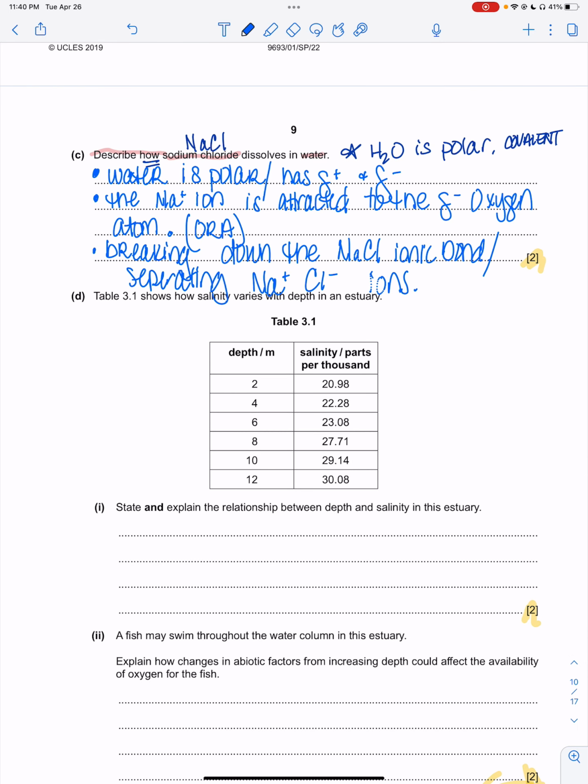All right, so in this one, you've got depth measured in meters, and then salinity measured in parts per thousand. Salinity is the amount of dissolved solids in water.